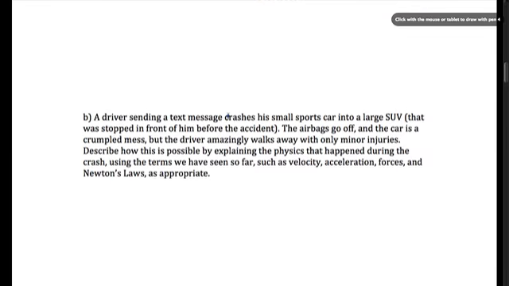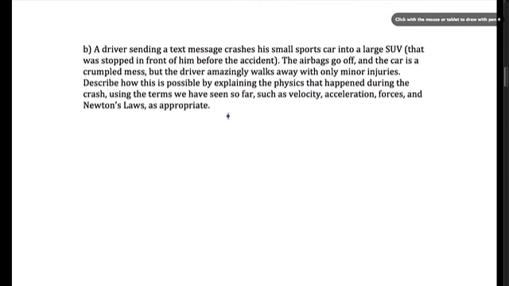Okay, as far as the driver sending the text message and crashing a sports car, what I was looking for here is appropriate use of the words force, velocity, acceleration. If you use the word force as though it were some kind of quantity that somebody has, I wasn't very merciful in giving many points for partial credit. If you use the word force, it should have been in a sentence like this. The force that the car exerts on the SUV is equal and opposite to the force that the SUV exerts on the car. Newton's third law.